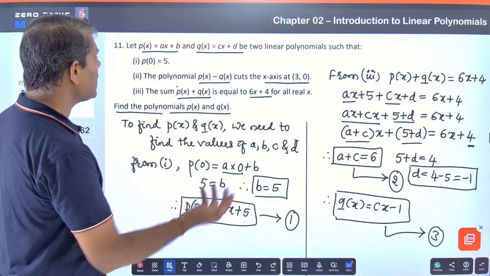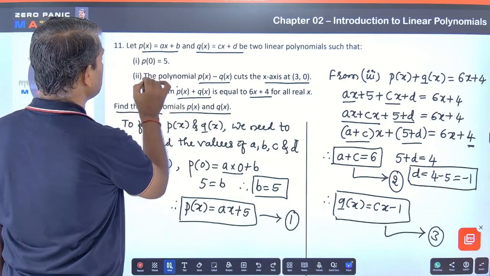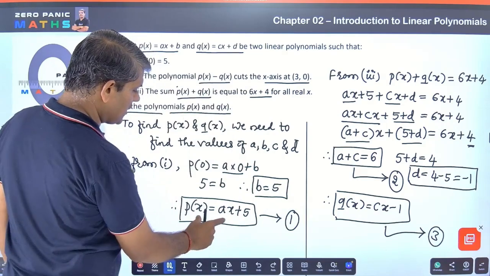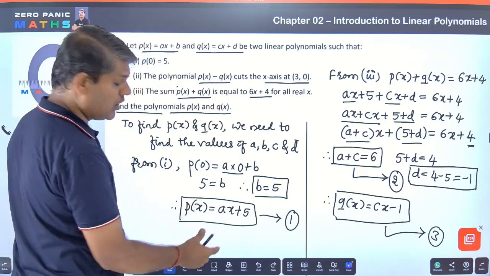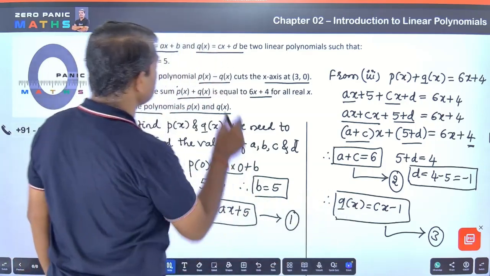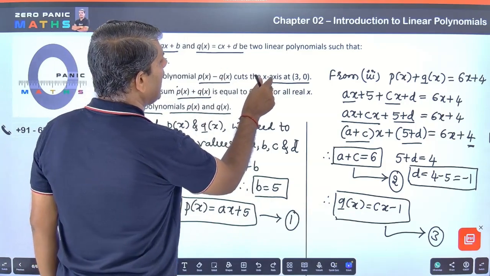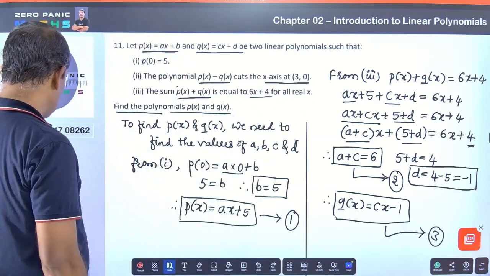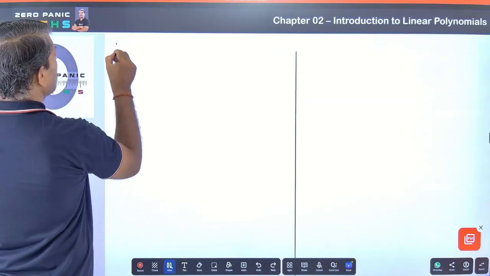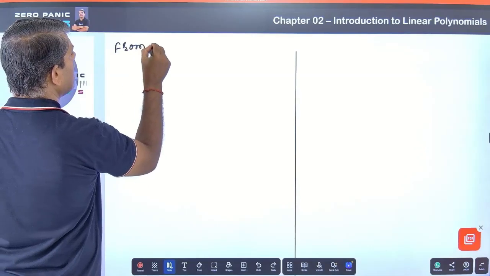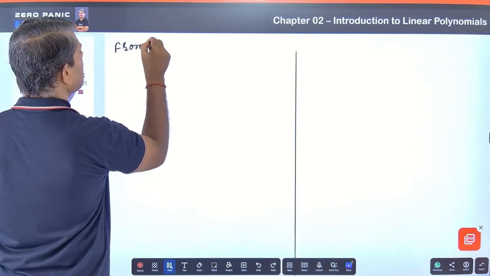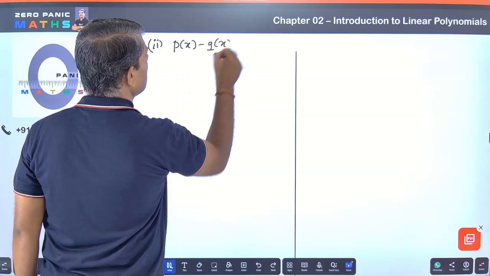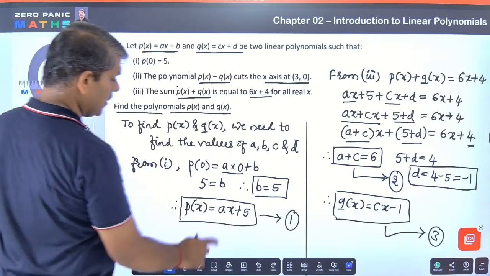Now let us move and use the information given in point number 2. What is point number 2? P of x minus q of x. Let us use these reduced values of p of x and q of x and subtract one from each other. Okay, now move to the next and say from point 2. Listen to me carefully. From point 2, what is given is p of x minus q of x. And what are the values of p of x and q of x for us?